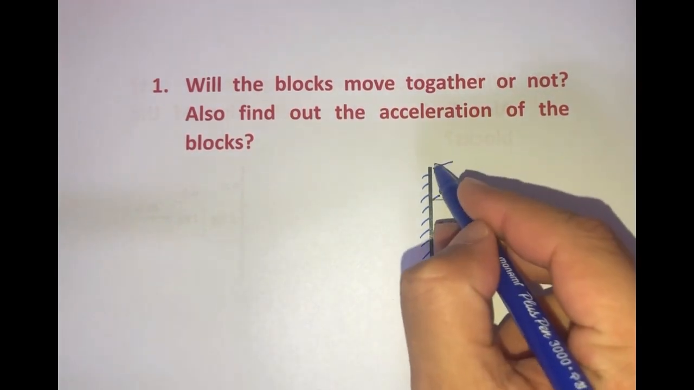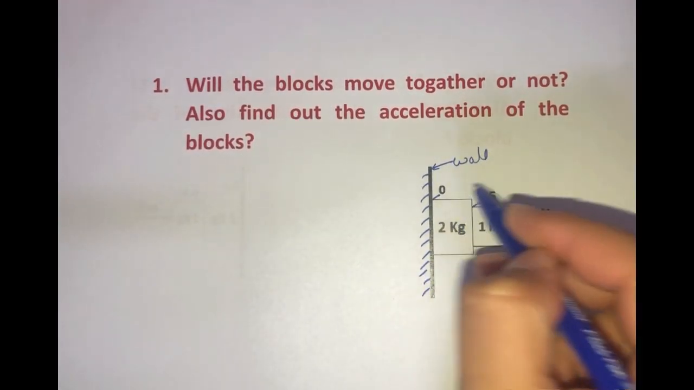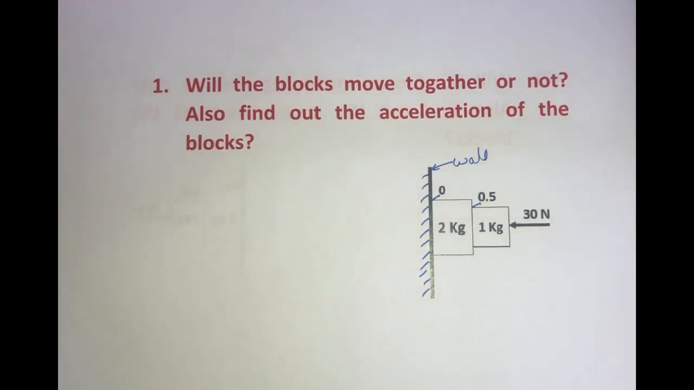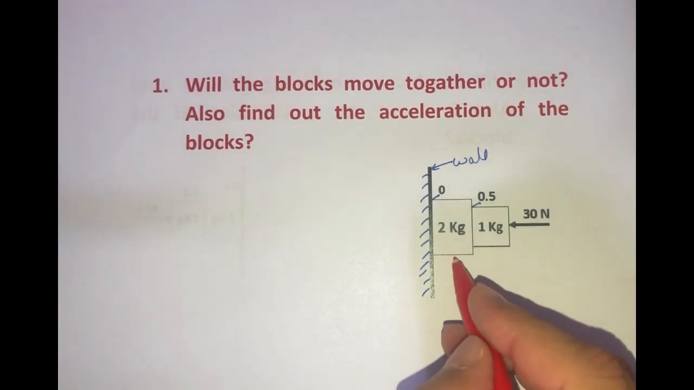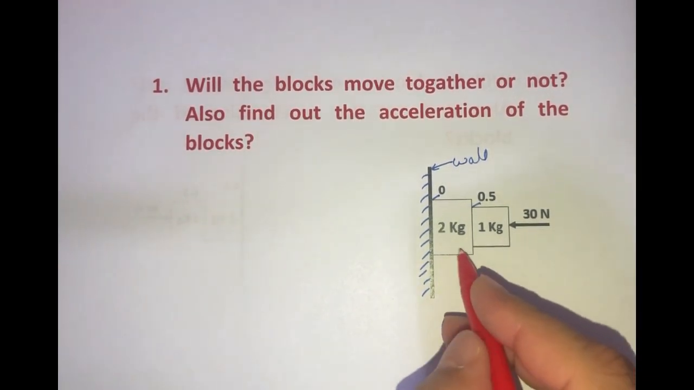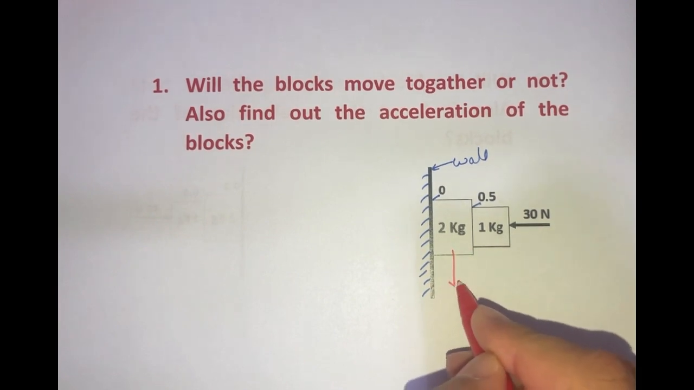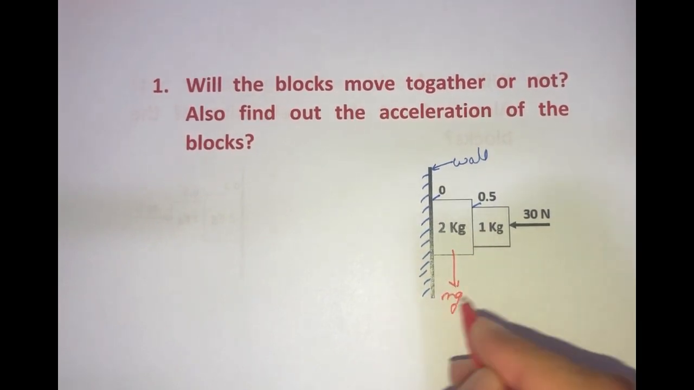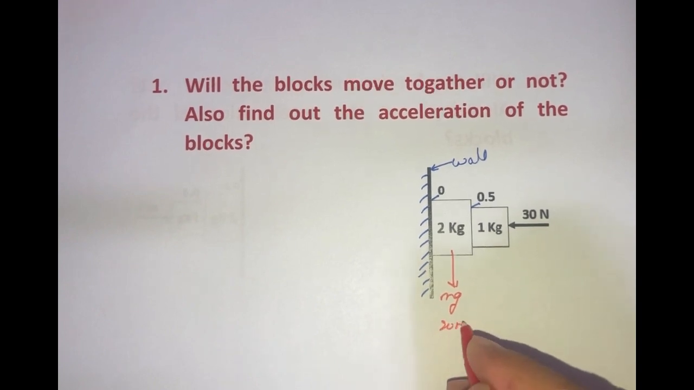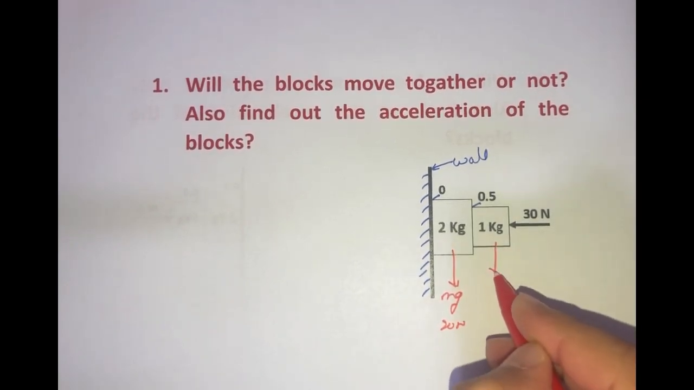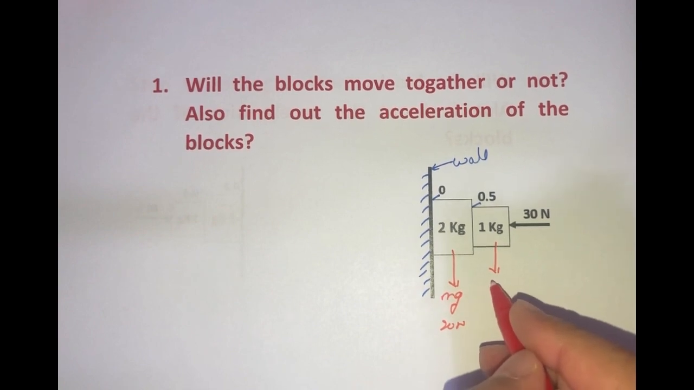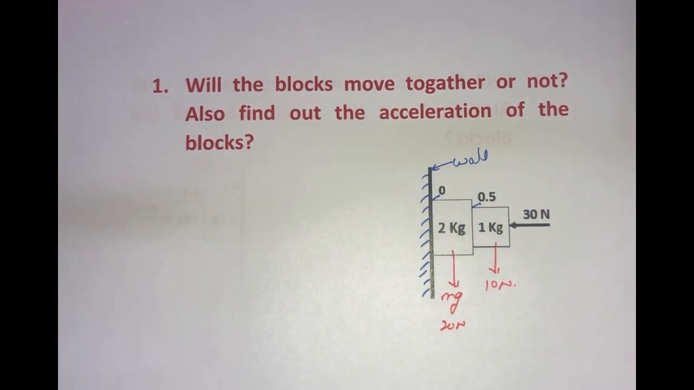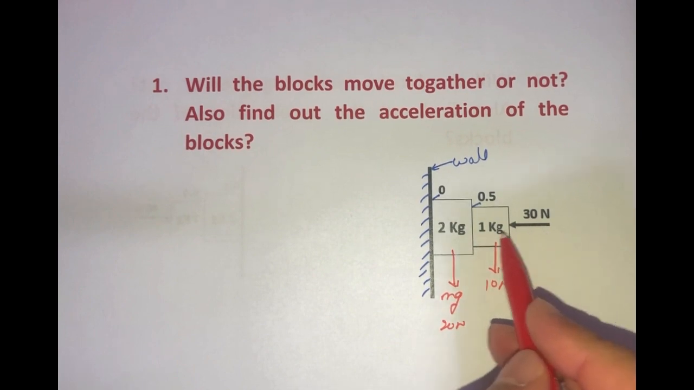Okay, so this is our wall, so that's why it is written as 0. So we are going to have the forces which will be acting. We have mg in the downward direction, which will be 20 Newton, and in this case also we have mg in the downward direction, which will be about 10 Newton. And we have a force that's being applied of 30 Newton.